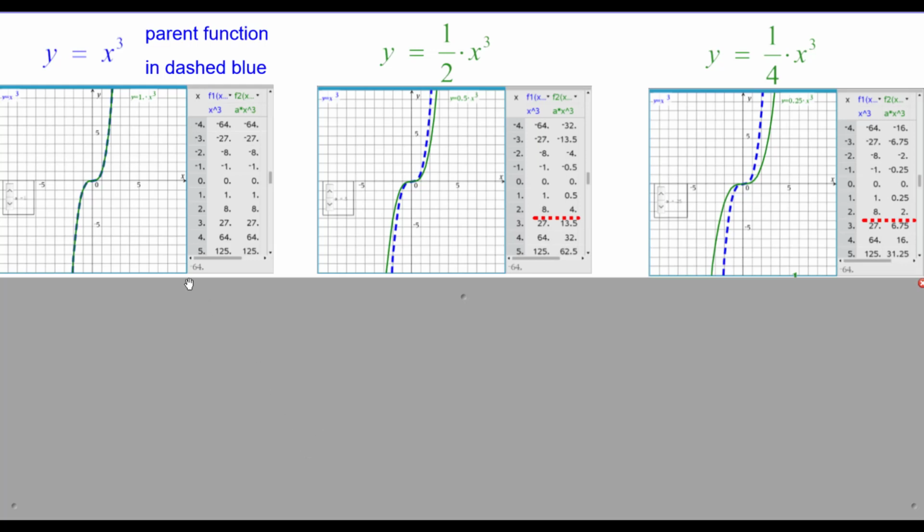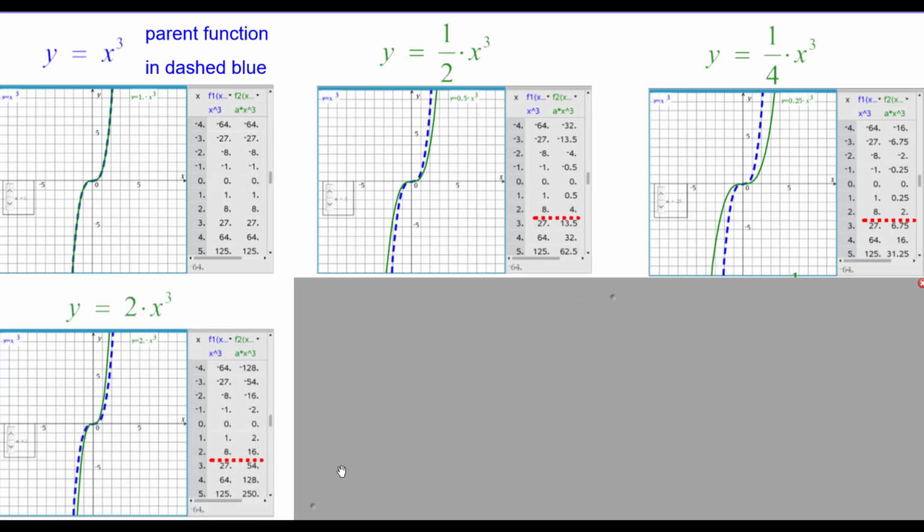Here we took some screenshots to be able to compare and contrast these. Here's y equals x cubed, the parent function in dashed blue. 1/2 x cubed, note how it's changed. And we also picked the value here so you can compare. Notice the y values are half of what they were before. Y equals 1/4 x cubed compared to x cubed and also 1/2 x cubed. Notice what's happening with the y values there. Y equals 2x cubed, a little bit narrower.